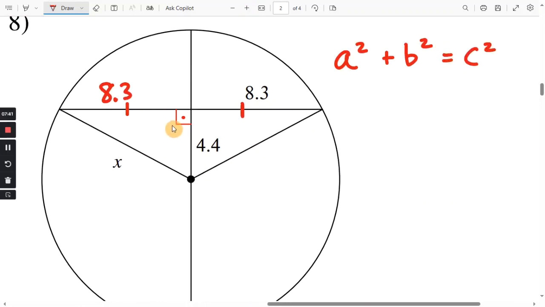Which one is your c? Across from the right angle. That's always your c. A and b, it doesn't matter.